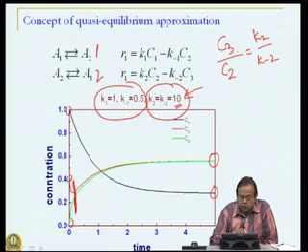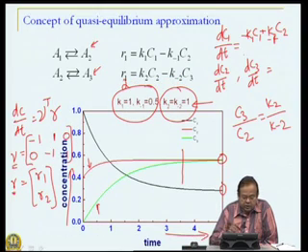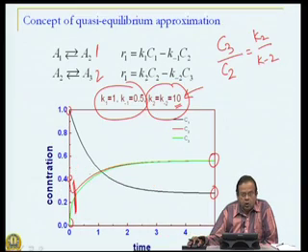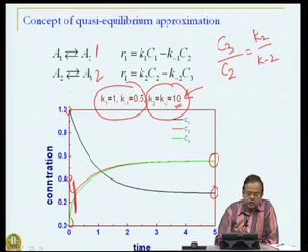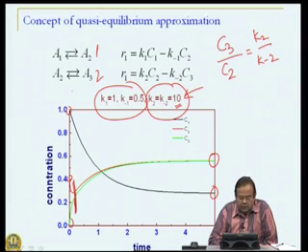If C3 and C2 are very equal, both are equal, they have to be, because K2 and K minus 2 are same. So, at long times they have to be equal, but even at short times C3 and C2 values are equal, which was not the case in the previous example. C2 and C3 were substantially different.